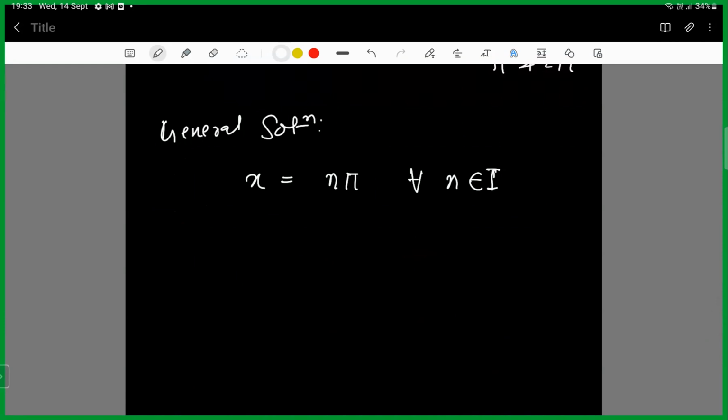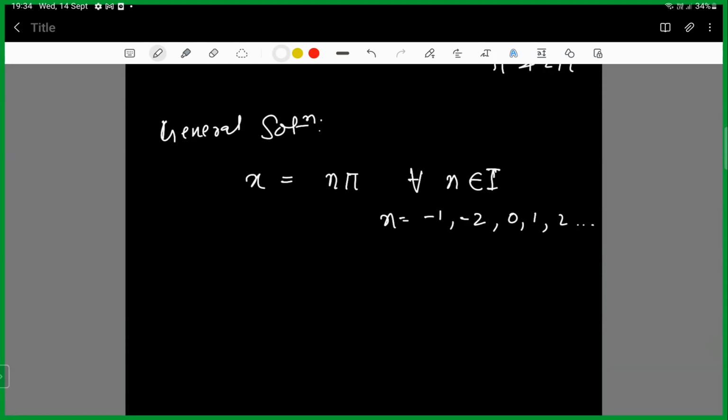n pi. Now see, integer means what? It can be -1, -2. The value of n can be what? 0, 1, 2. So these are the integers. I'm not going to tell you the definition of integer. Now you put any value like 0. So what will you get? x is equal to 0, right?